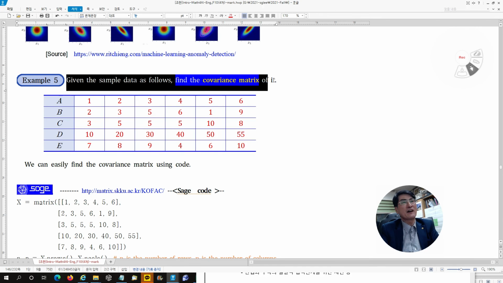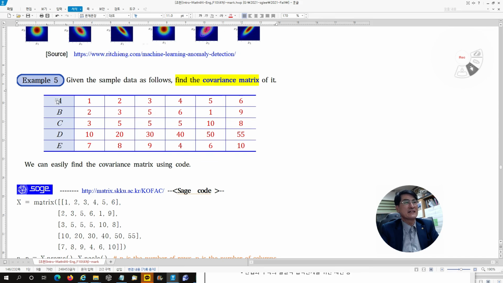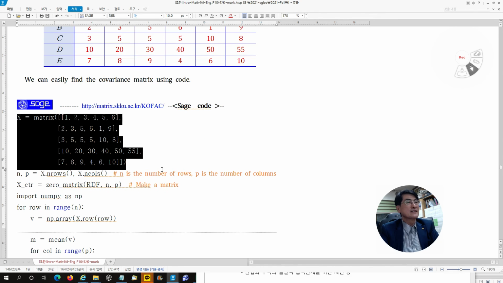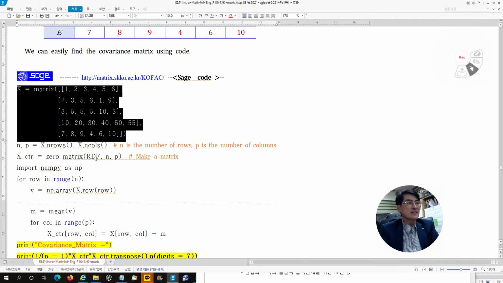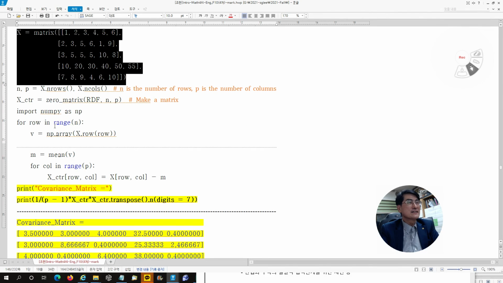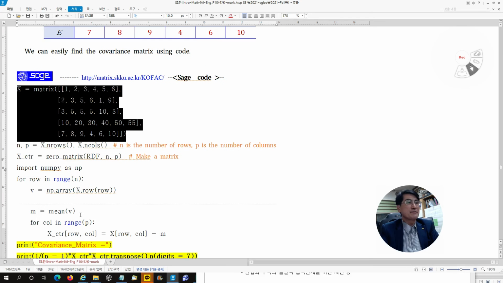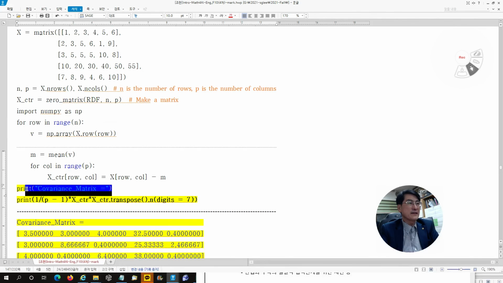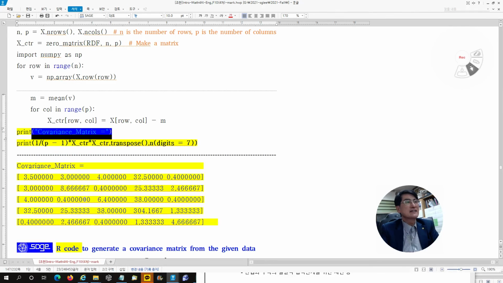Here is the problem. Given the following sample data, find the covariance matrix of these data. We have data, and we want to find the covariance matrix. Here, these can be considered as random variables. Then from this given data, we can form a matrix. From here, we can find the covariance and variance with this code and form a covariance matrix. Then this gives us the covariance matrix like this.